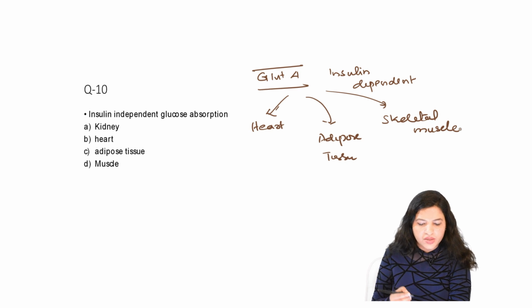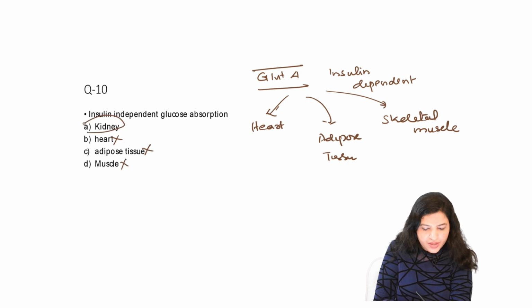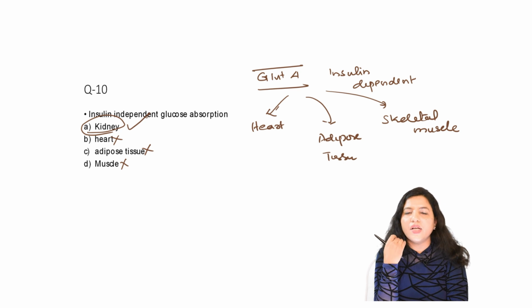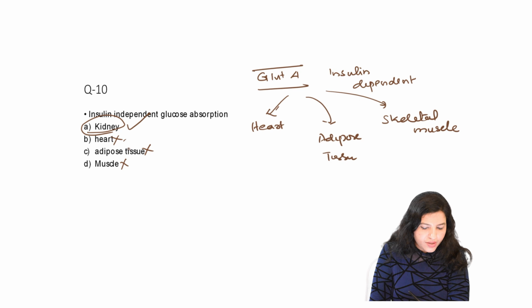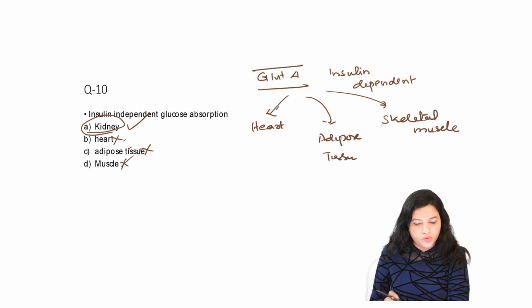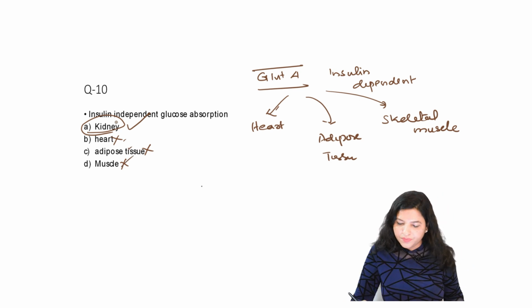So the question here is insulin independent glucose absorption. So it will not be heart, it is not adipose tissue or muscle, and the answer here is kidney. Like these kinds of questions, you can select the odd one out. We know that heart, adipose tissue, and muscle have glucose transporter 4. The answer here is kidney.